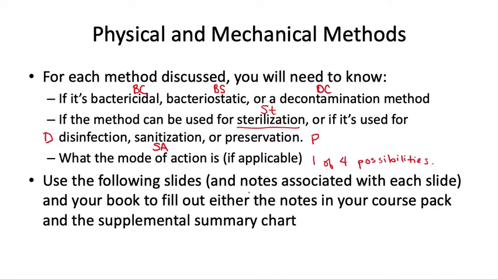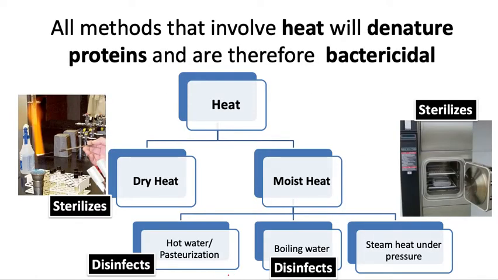Okay, so go through the following slides. Take notes in your course pack as we're going along. So the first one that we've got is heat. There are various types of heat methods, but what all heating methods have in common is that they're definitely bactericidal. The mode of action for all heating methods will be that they denature or damage all cellular proteins. And whether it's used to disinfect or sterilize is going to depend on the method.